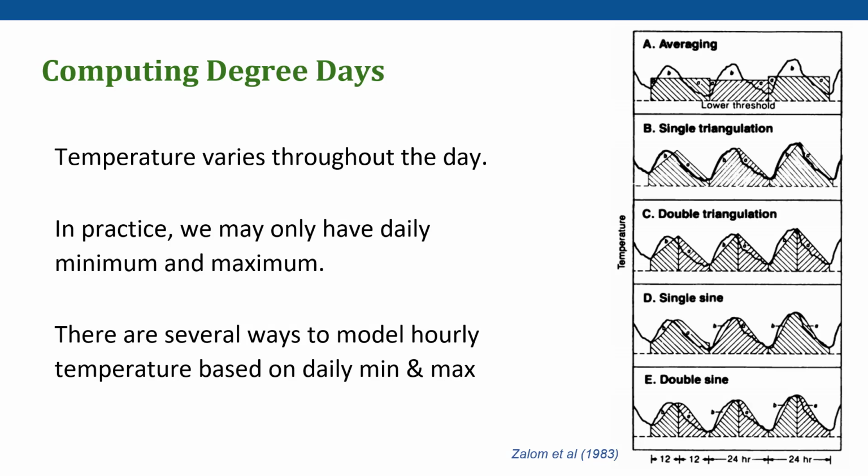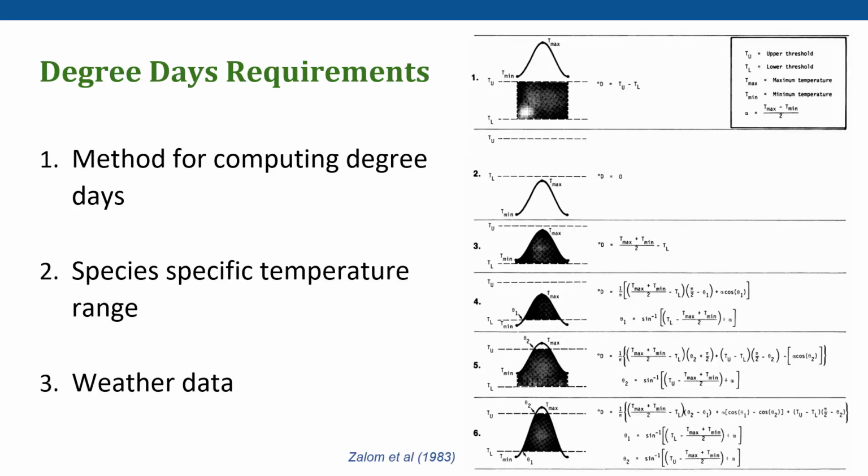You could simply take the average and just assume that was the temperature throughout the whole day. There's more nuanced models that either use triangulation or sine waves, and there's single and double variants of that. Researchers have explored this, and there's different computations. So that's one piece that you'll have to use when you compute degree days, to know which model. So you need to know one of these models to actually do this in practice.